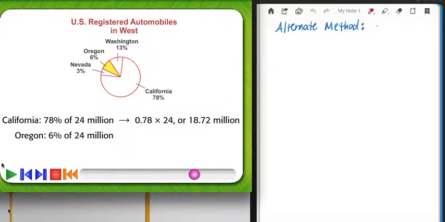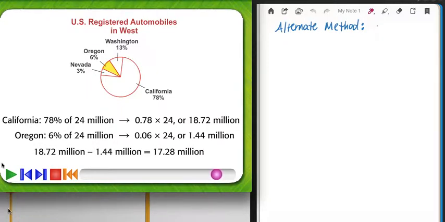6% of the registered automobiles, so multiply 24 million by 6%. So 1.44 million automobiles were registered in Oregon. To find out how many more automobiles were registered in California than in Oregon, subtract 1.44 million from 18.72 million.